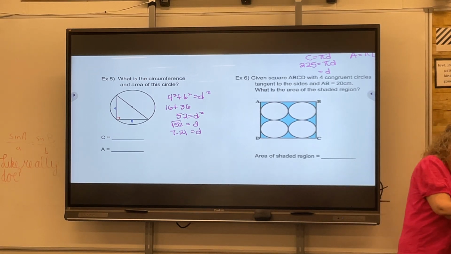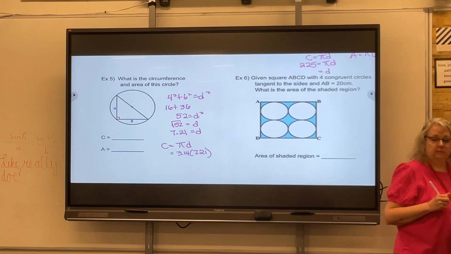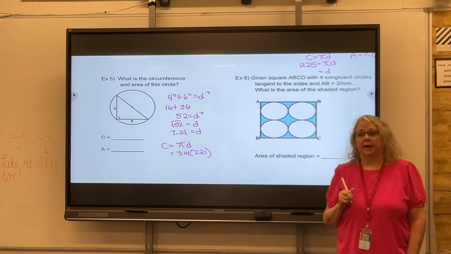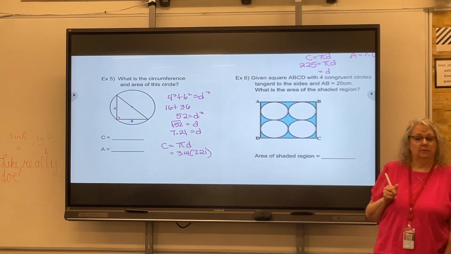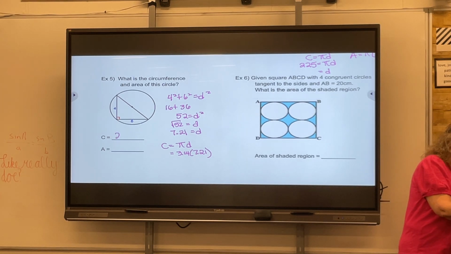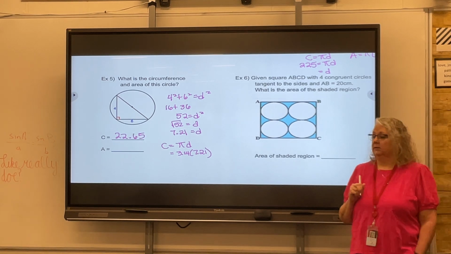Then your circumference is pi times diameter. So 3.14 times 7.21. We're going to multiply it out with pi because it told us to give it in decimals. One more time. 22.65. 22.65. We don't have any units, so don't worry about units.